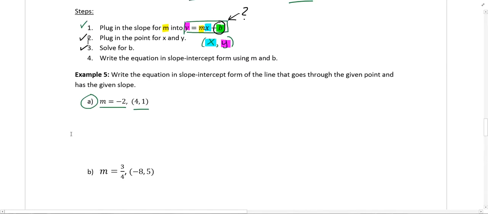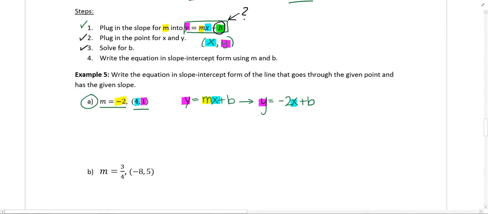Write the equation in slope-intercept form of the line that goes through the given point and the given slope. To begin with, I'm going to write y equals mx plus b, and I'm going to plug in the slope of -2 for m. So I get y equals -2 times x plus b. Again, I don't know what b is. B is not the 4 or the 1. The 4 and the 1 is just some point on the line. So the 4 is the x, and I'm going to plug it in here. And my y, the 1, is going to be plugged in here.